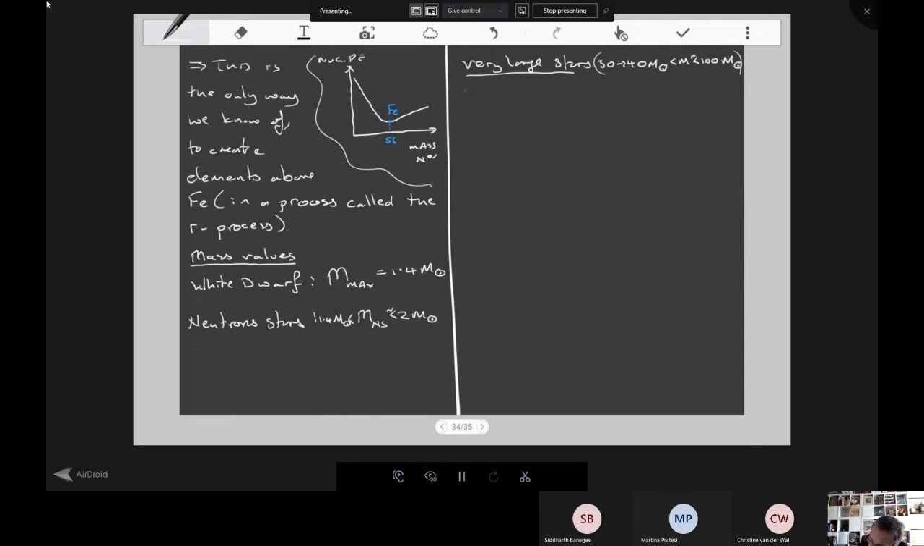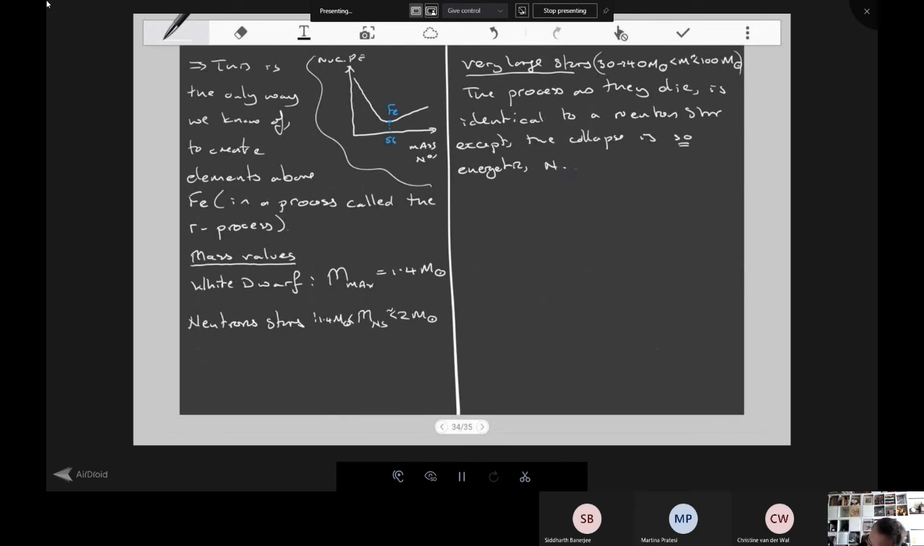Now, in very large stars, the process as they die is identical to a neutron star, except the collapse is so energetic, neutron degeneracy pressure is not enough to halt the collapse.